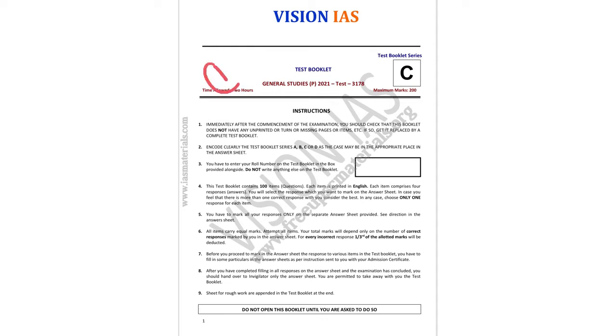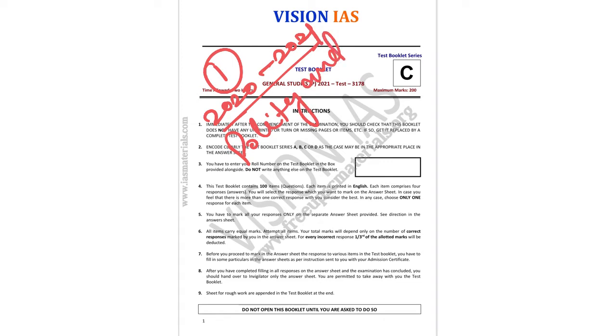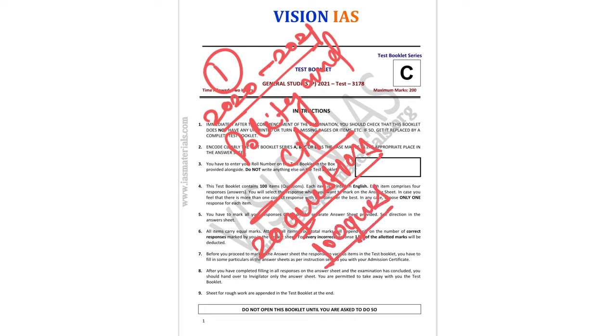This is Test-1 2020-2021, which covers polity and current affairs. I will cover 20 questions at a time, and this way one test of 100 questions will be covered in 5 parts. So without further delay, let's start the discussion.